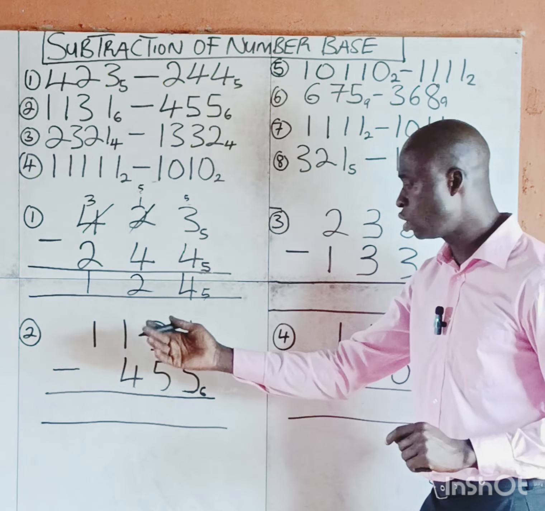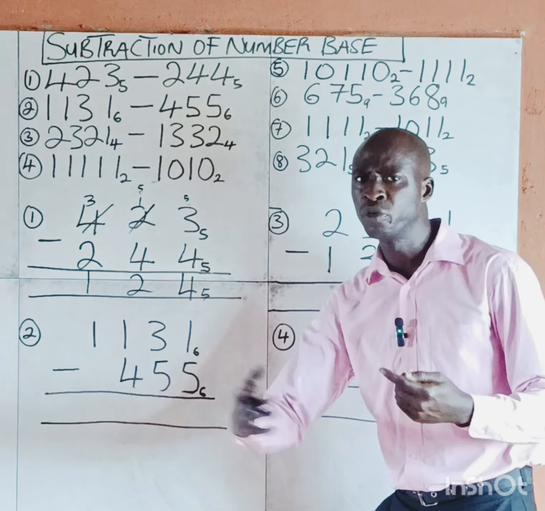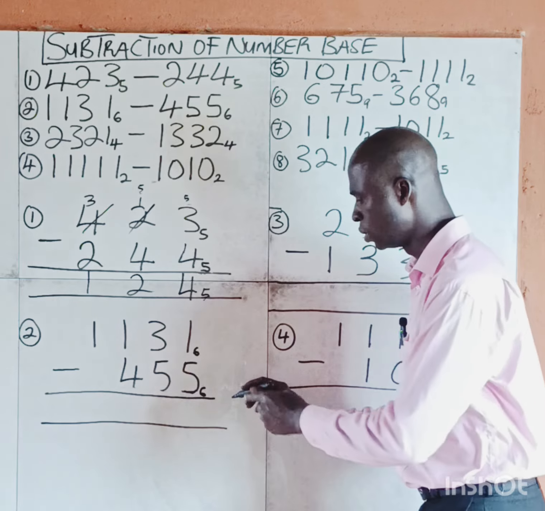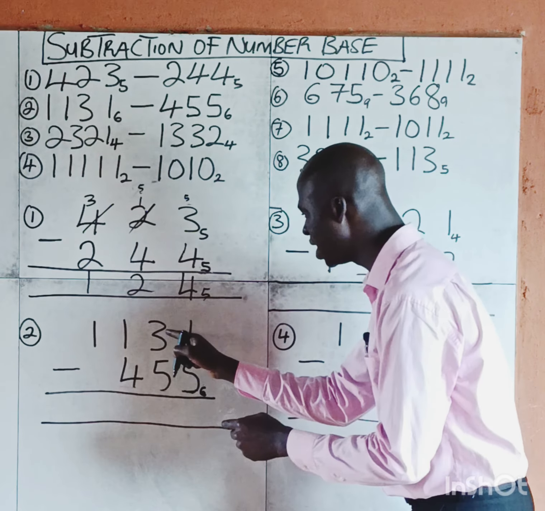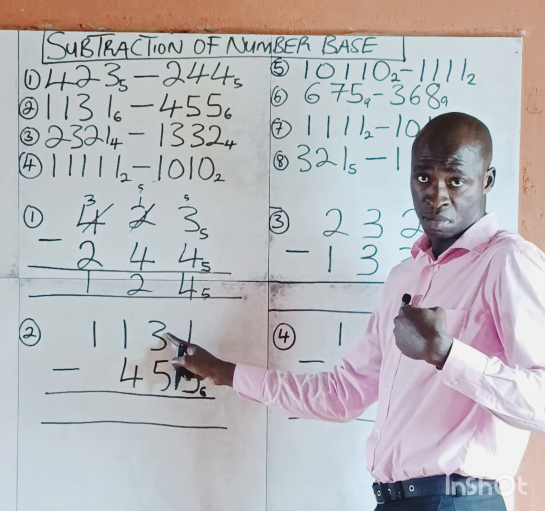Now we'll go straight and solve question number 2. 1 minus 5 is not possible; I have 1 orange and cannot remove 5. So what I will simply need to do is come right here to borrow. Anything I borrow becomes my base. If I take a number from this place, here will remain 2.